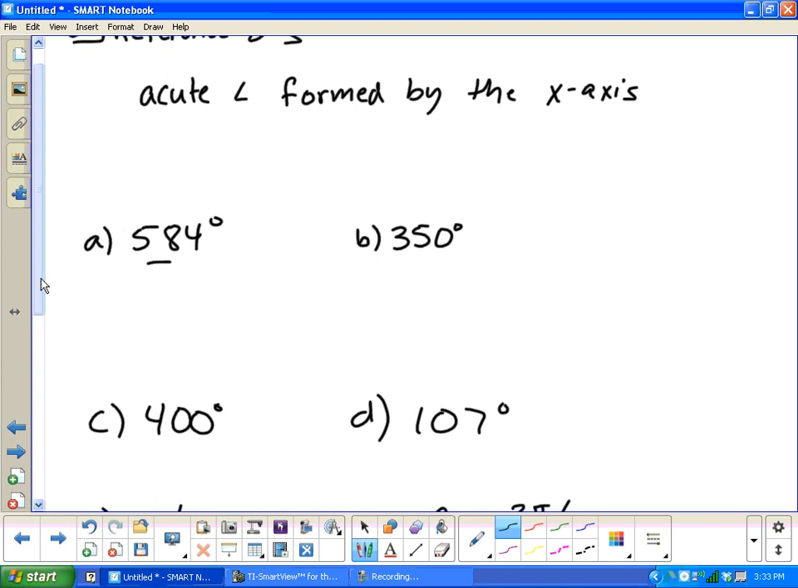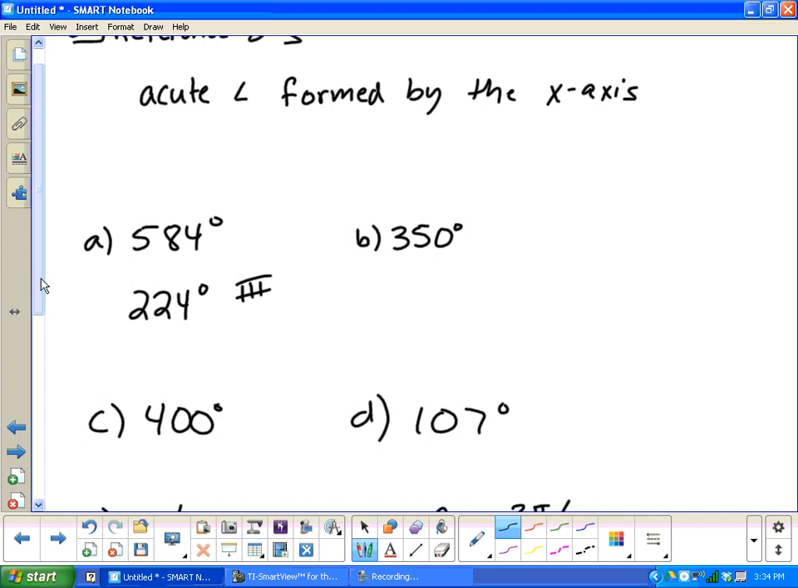because 584 degrees doesn't fall in between 0 and 360, and I need to know what quadrant it's going to be in. So what I'm going to do first is not find the reference angle, but find the coterminal angle like I did in the last problem there and subtract 360. So when I subtract 360 from this, I get 224 degrees. So 224 degrees would be in the third quadrant.